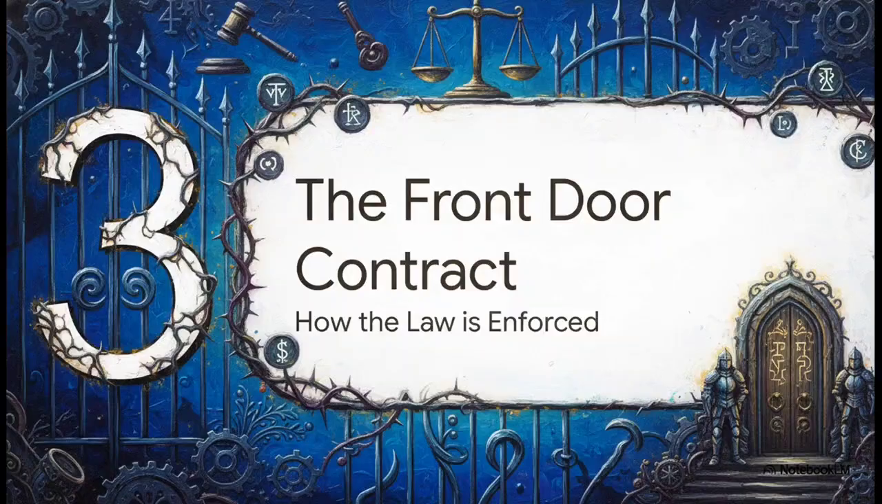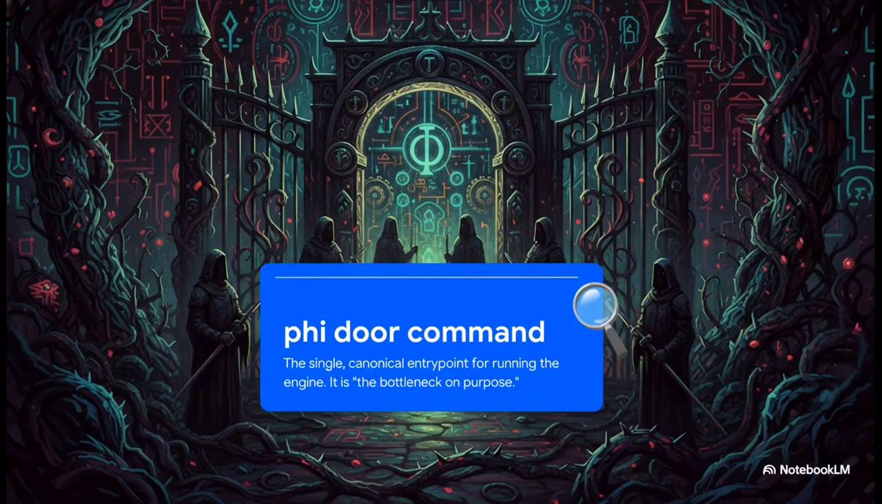Okay, so it's great to have a constitution, right? But rules are only as good as their enforcement. So how do they make sure everyone follows the law? Well, they have this really clever concept called the front door contract. And here's the kicker. You can't just run any old part of this system whenever you feel like it. No way. Every single important action has to go through one command, FIDOR. They call it the bottleneck on purpose, which is such a great phrase. It's like, there are no secret back doors, no open windows. You have to go through the front door where the security guard is watching.